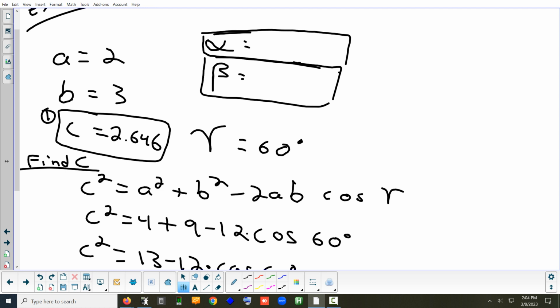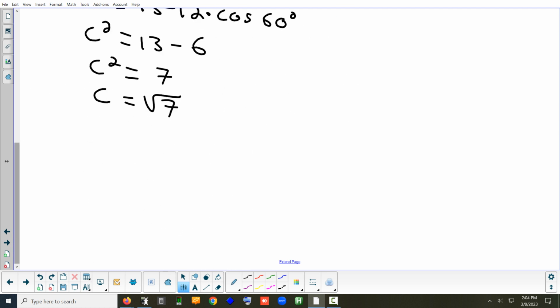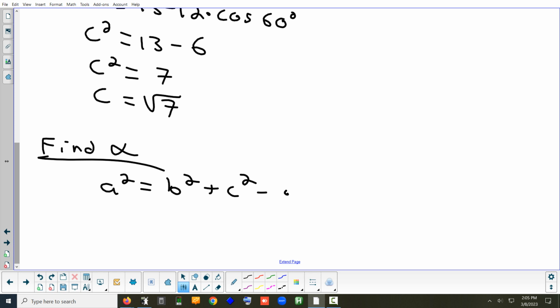You know all three sides. Once you know all three sides, you can use any version of the formula you want. So let's do it to find alpha. Okay, before I even fill in any numbers, can someone just remind me, what's the version of the formula that has alpha in it? A squared equals b squared plus c squared minus 2ac cosine alpha. Okay, and let's fill all that in.